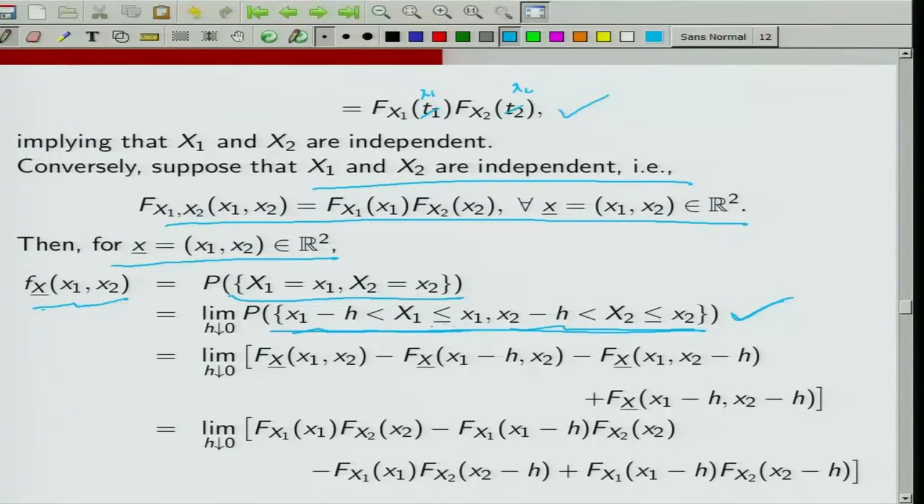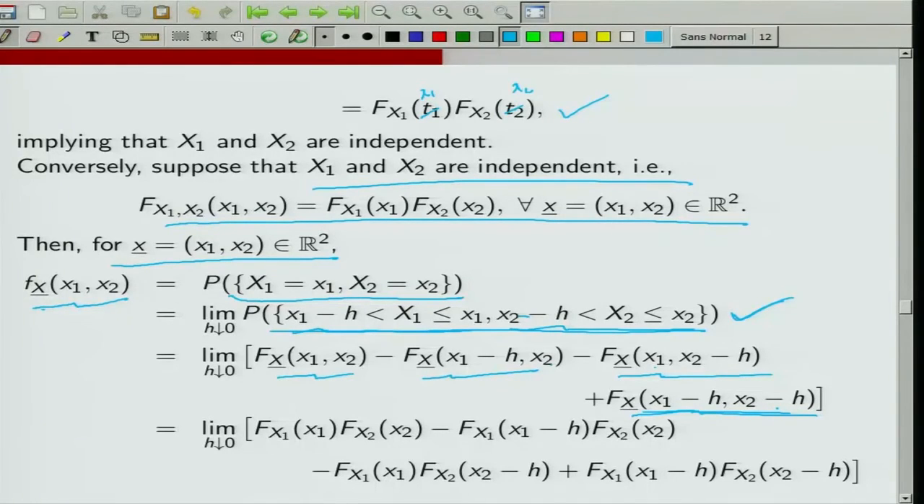This is the probability of X lying in a rectangle, which we know is the same as F_X(x1, x2) minus F_X(x1 minus h, x2) minus F_X(x1, x2 minus h) plus F_X(x1 minus h, x2 minus h). This is when none of them is the first argument, so both of them are the second, x1 and x2. This is the situation when one of them is the first argument, so the first argument could be x1 minus h, then x2, or x1 and x2 minus h. This is the situation where both the arguments are the first argument.